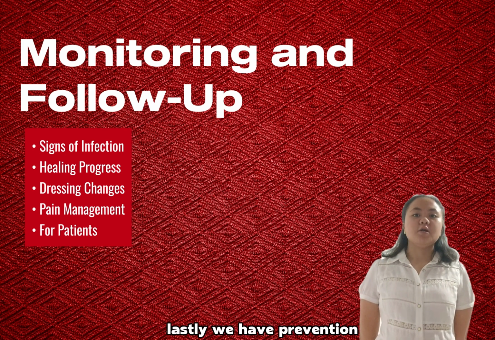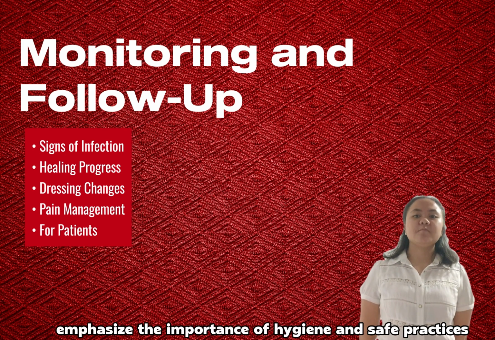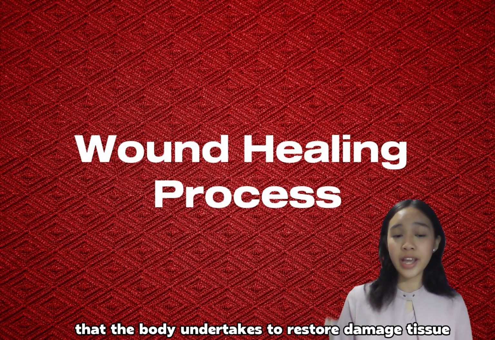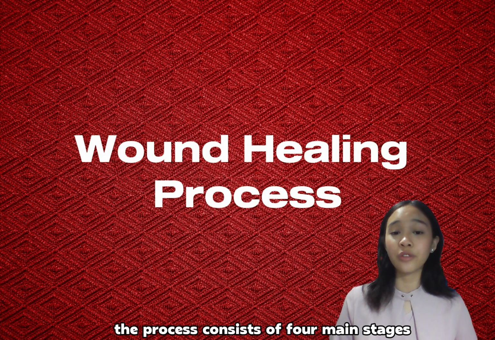Lastly, we have prevention, good hygiene, and safe practices. Emphasize the importance of hygiene and safe practices to prevent wounds. Wound healing is a multi-stage process that the body undertakes to restore damaged tissues. The process consists of four main stages.